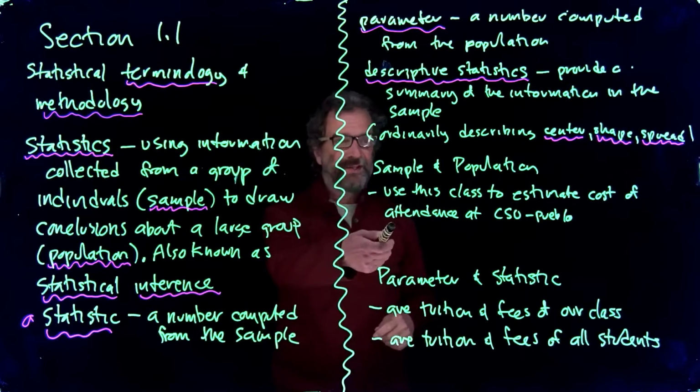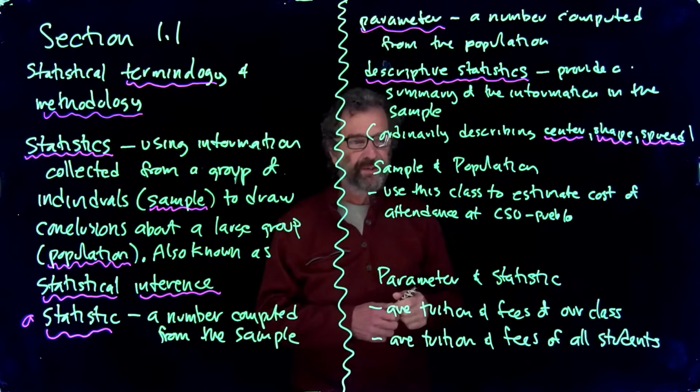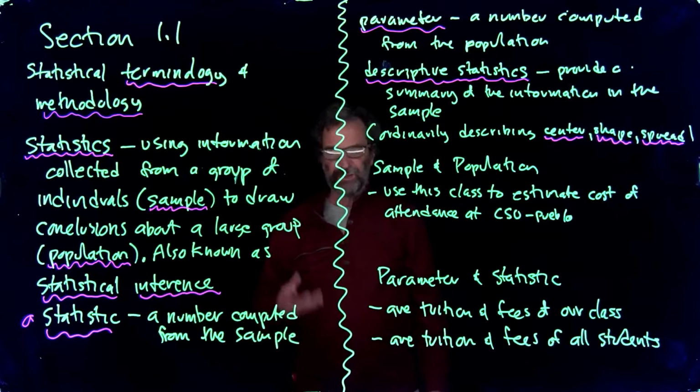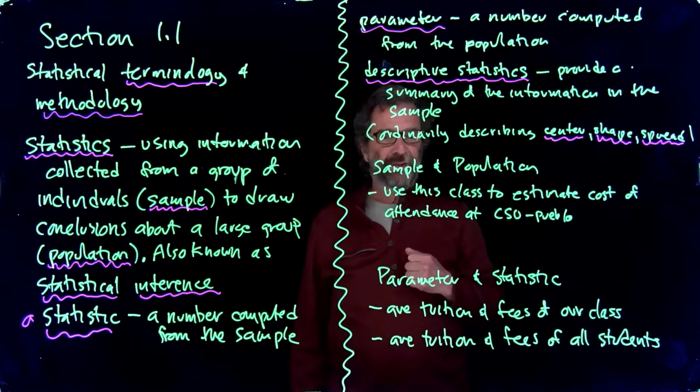So we're going to worry about the sample and population here, where if we do this statistical procedure, we're going to use this class to estimate the cost of attendance at CSU-Pueblo. So we're going to ask you all how much it cost you to go to school this semester, and maybe multiply that by some number to figure out how much it costs to go to school for the whole career path. And we'll use the students in this class to do it.